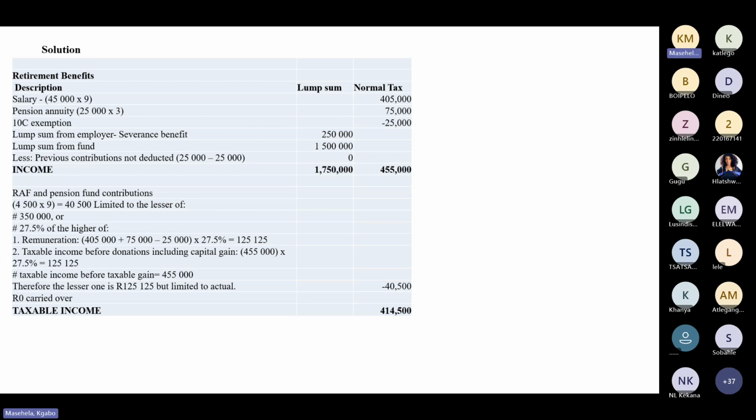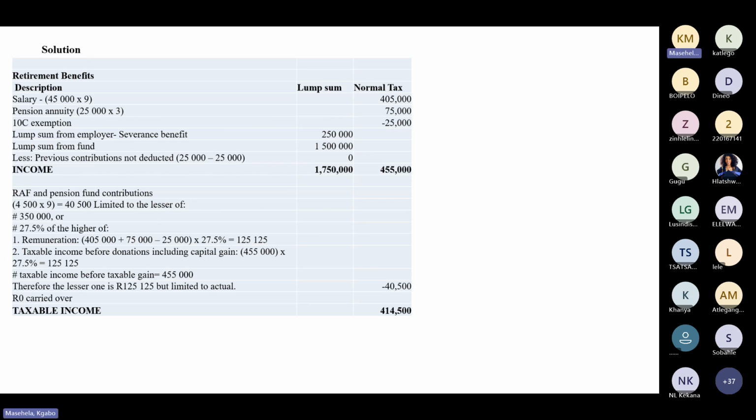Most of the time, we get it wrong because we don't separate these two. You cannot put 250,000 and 1,500,000 into the column of normal tax. No. These lump sums are not subject to the normal tax rate. However, they've got their own tax table. That's why we need to put lump sums separately from the normal tax amount. Less previous contribution or deduction is 25,000, which is limited to 25,000, then it's 0.